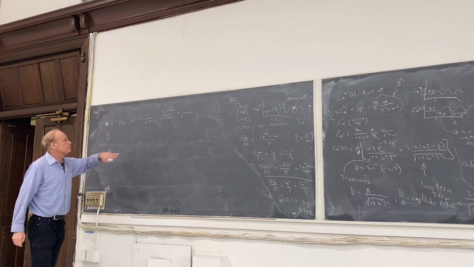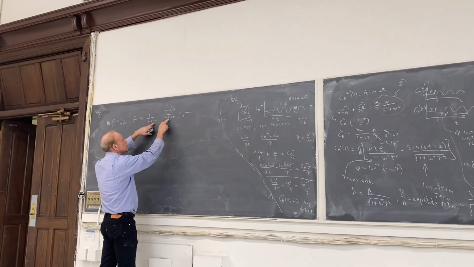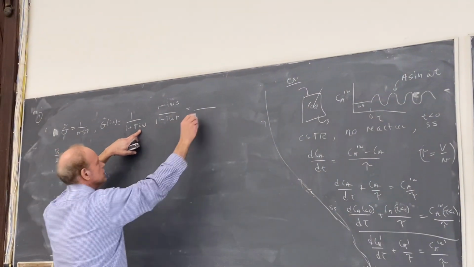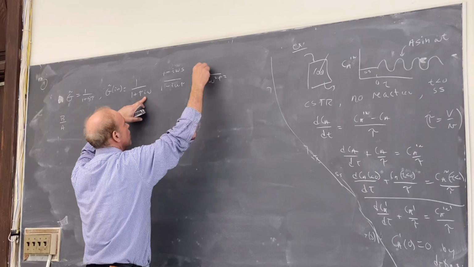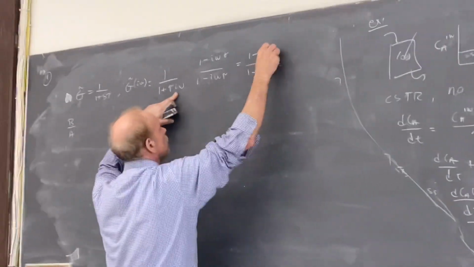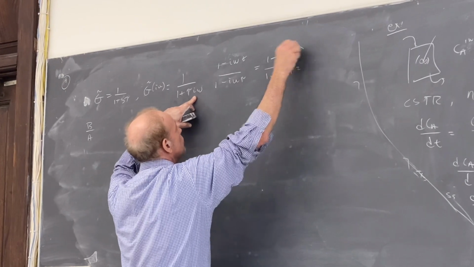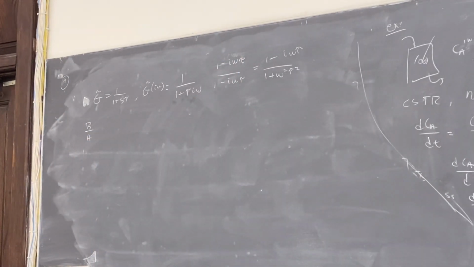Then the denominator becomes 1 plus omega squared tau squared: s was i omega, and minus times a plus is a minus, i squared is another minus, and minus squared is plus. And in the numerator I have 1 minus i omega tau. So is that clear, what I did?